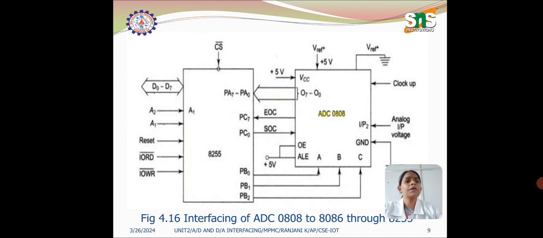Then there is a clock, and PB0 is connected to A, PB1 is connected to B, and PB2 is connected to C. And you also have, similar to that controller, the same read and write operations and reset, and D0 to D7.